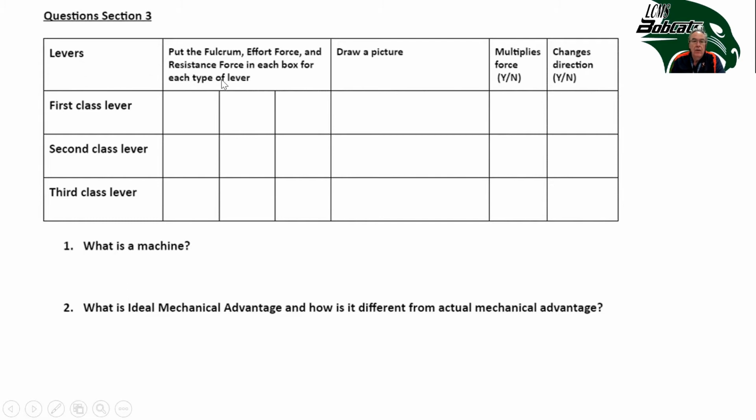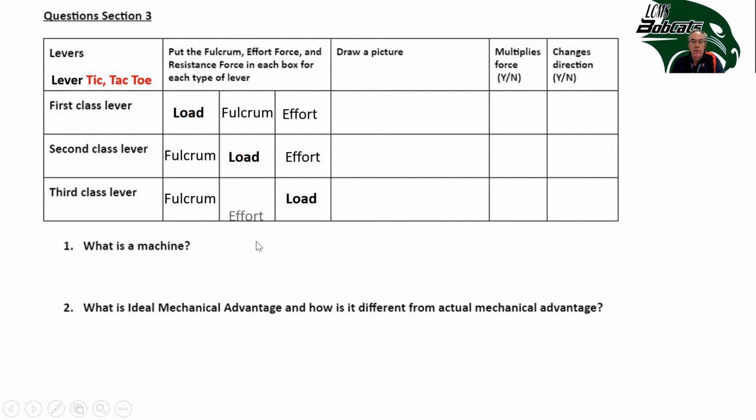Okay, for this first question, fill out this chart. It says, put the fulcrum, effort force, and resistance force in each box. So we're going to use the lever tic-tac-toe that we looked at in the notes. The only kind of lever where the fulcrum is in the middle is the first class lever, and then it goes on the end on the second and third class lever. And then we remember the load goes across the diagonal like a tic-tac-toe, and then in the boxes that are left go the effort force.